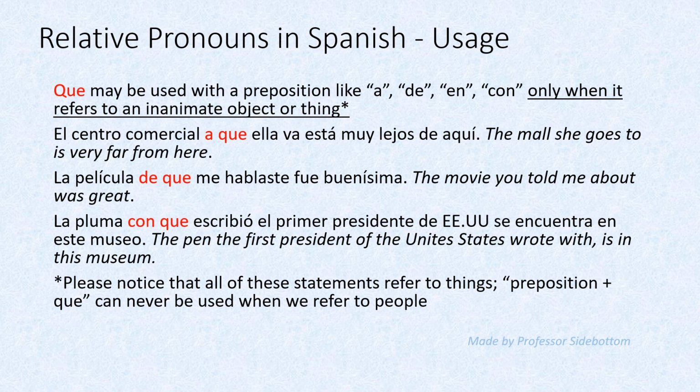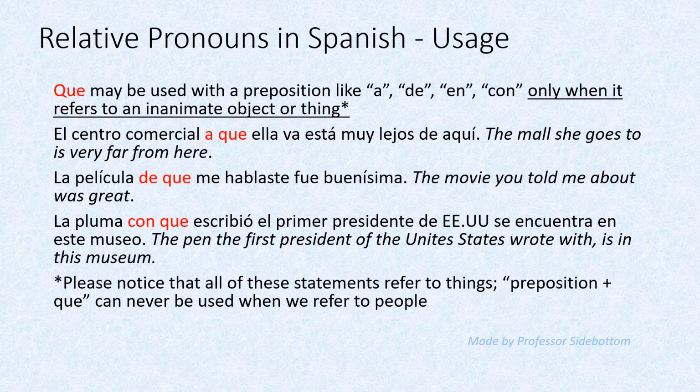Now let's talk about the use of relative pronouns in Spanish. We've already mentioned that we can use quien with a preposition in Spanish when we refer to people. Que may be used with a preposition as well, but only when it refers to an inanimate object or thing. And here are some examples. El centro comercial a que ella va está muy lejos de aquí. The mall she goes to is very far from here.